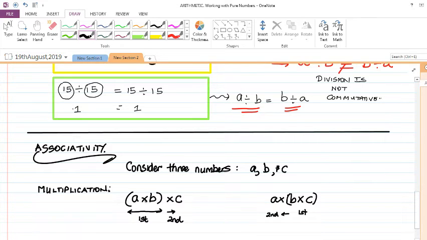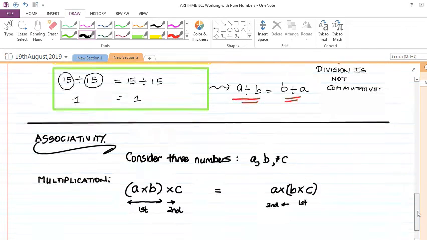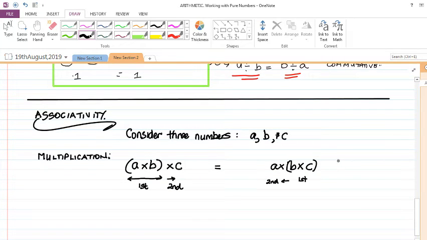When written in order, A times B first, then multiplied by C, is it equal to A times the product of B and C, with B times C first associated? If the order in which they are associated didn't make a difference to the outcome, we will say the operation is associative. So let's see if this is really the case. If true, then multiplication is associative. If false, multiplication is not associative.